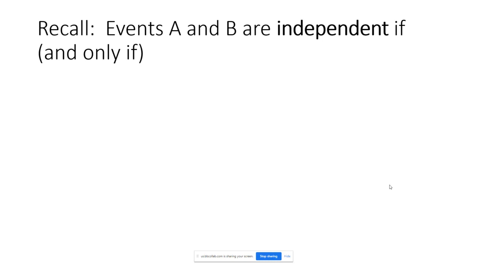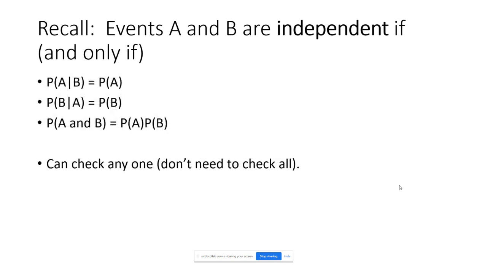Sam, you got another criterion? The probability of A given B is just the probability of A. Right, the probability of A given B is just the probability of A. So in other words, it doesn't matter whether or not B occurs, the probability of A stays the same. And we can have that same criterion, but with the events flipped. So the probability of B given A equals the probability of B.